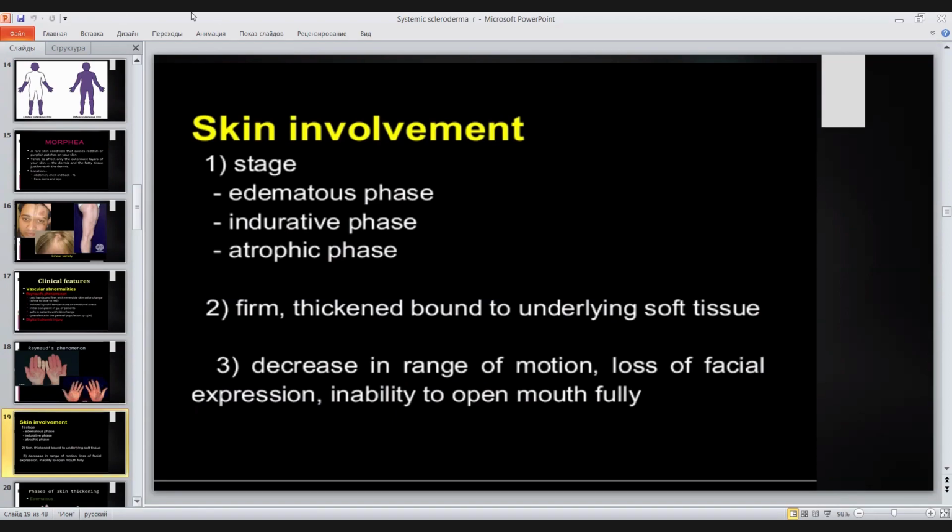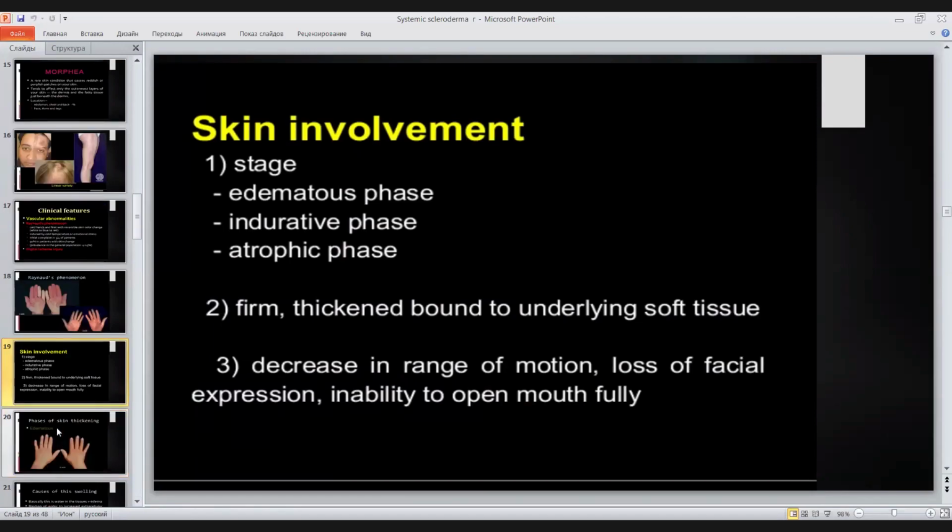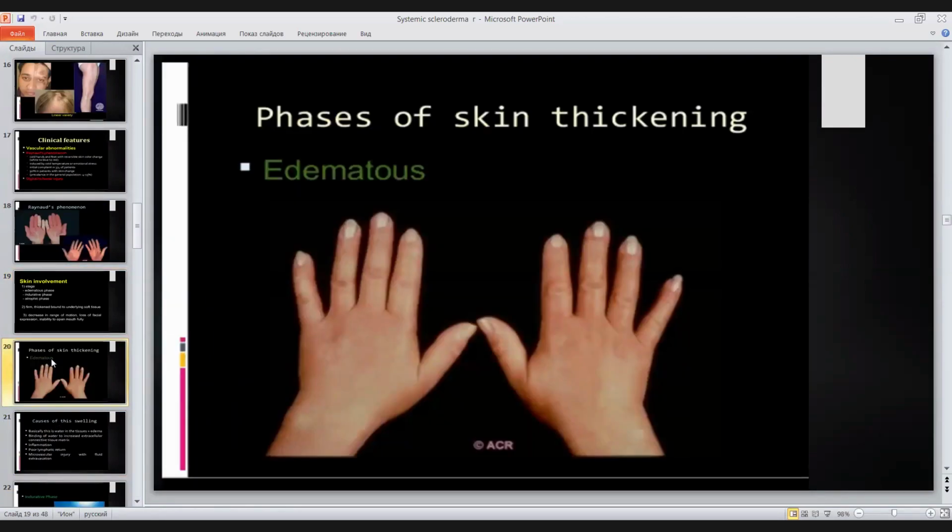Students, one student left the lecture. What happened in each phase? First phase is called edematous phase. Patient fingers will look like sausage fingers due to edema.